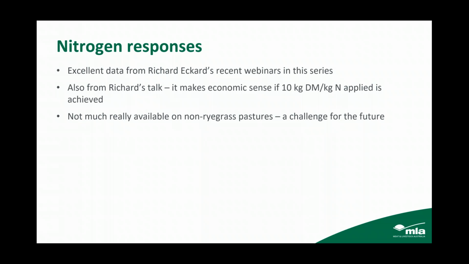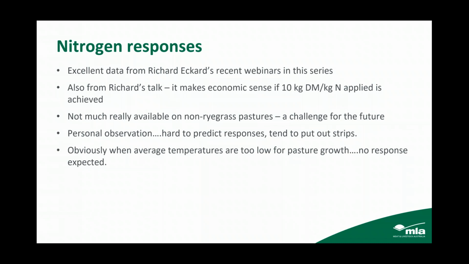The challenge for the future is there's not much really available on non-ryegrass pastures, and that's a bit of a shame. Because in my personal observation, and so has my business partner Nathan, we've found it very hard to predict responses, and we tend to put out strips sometimes to convince us of the worth of the exercise. But sometimes we get fantastic responses, and in very similar situations we get nothing. There's a fair bit more work that has to go into it for us to make much more efficient utilisation of that nitrogen.